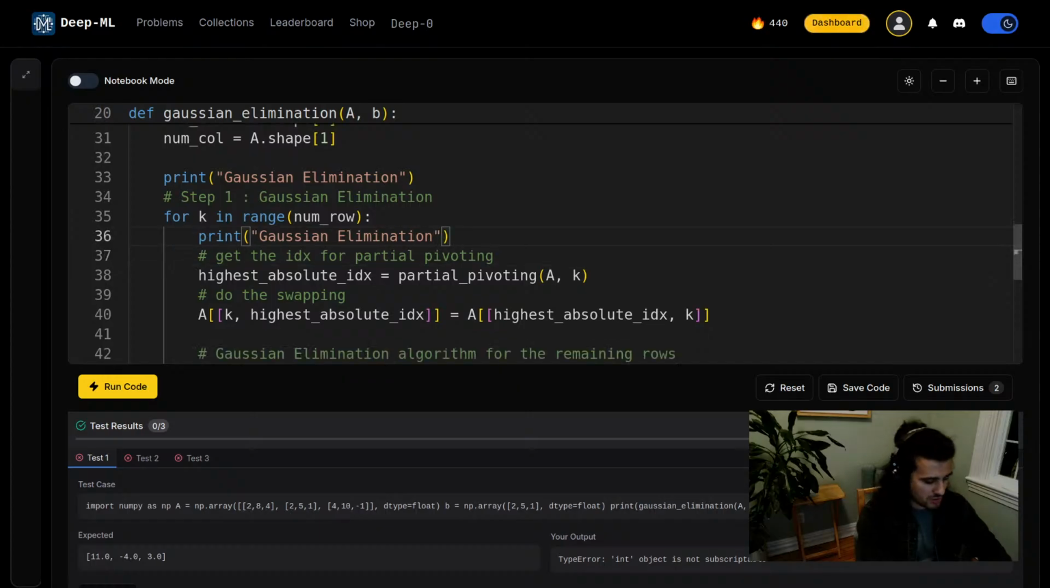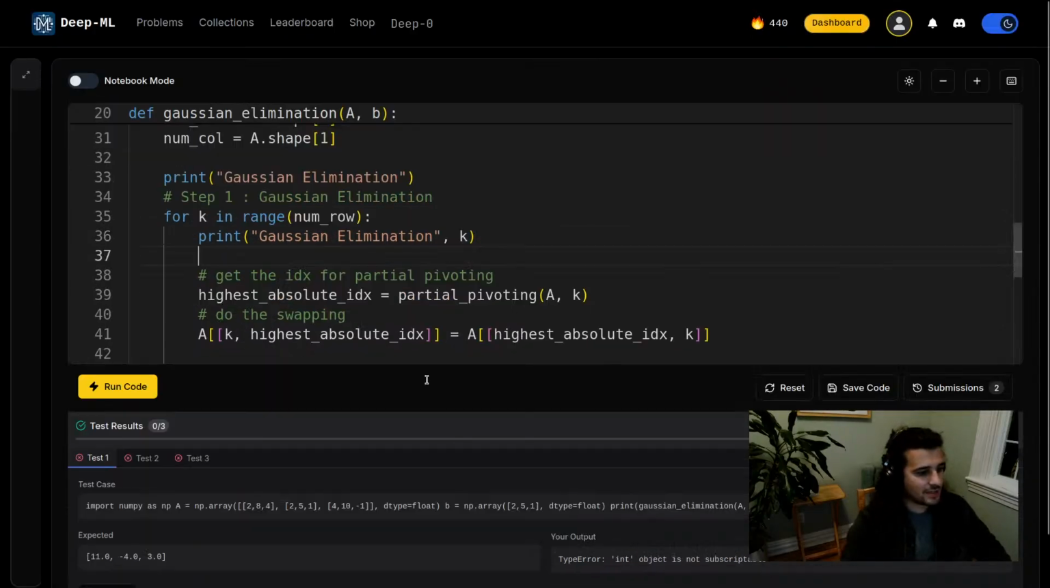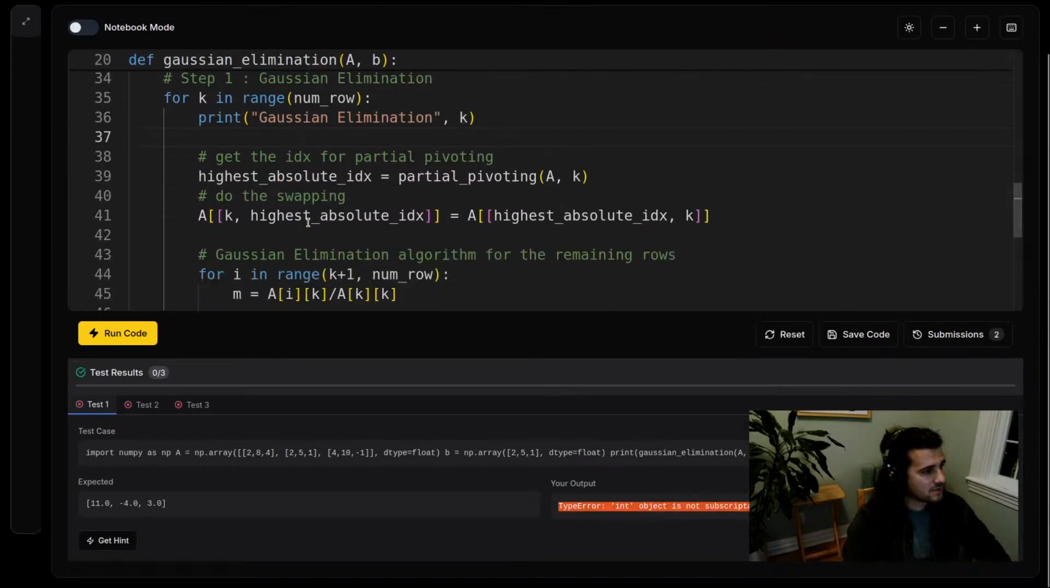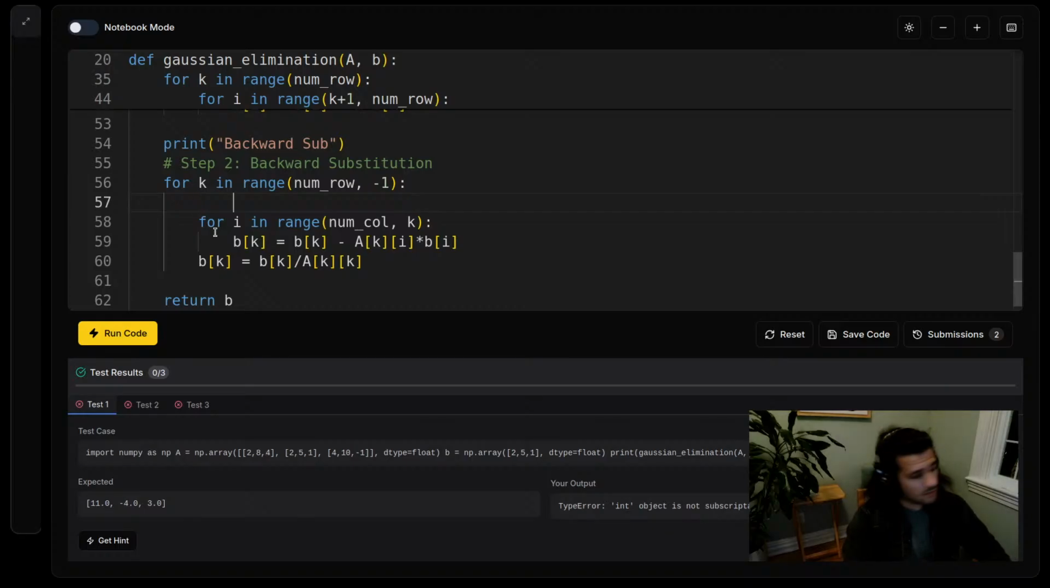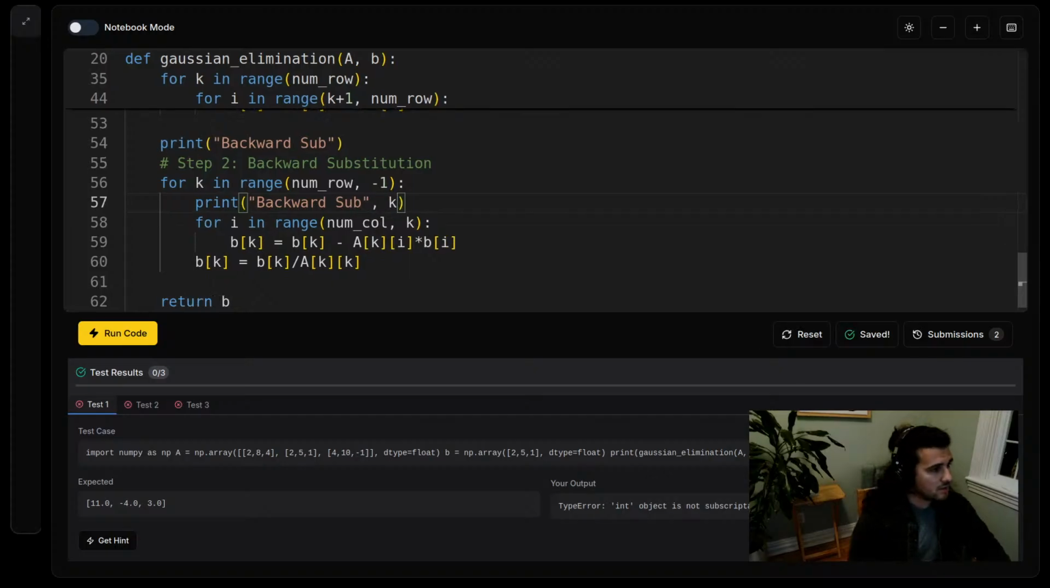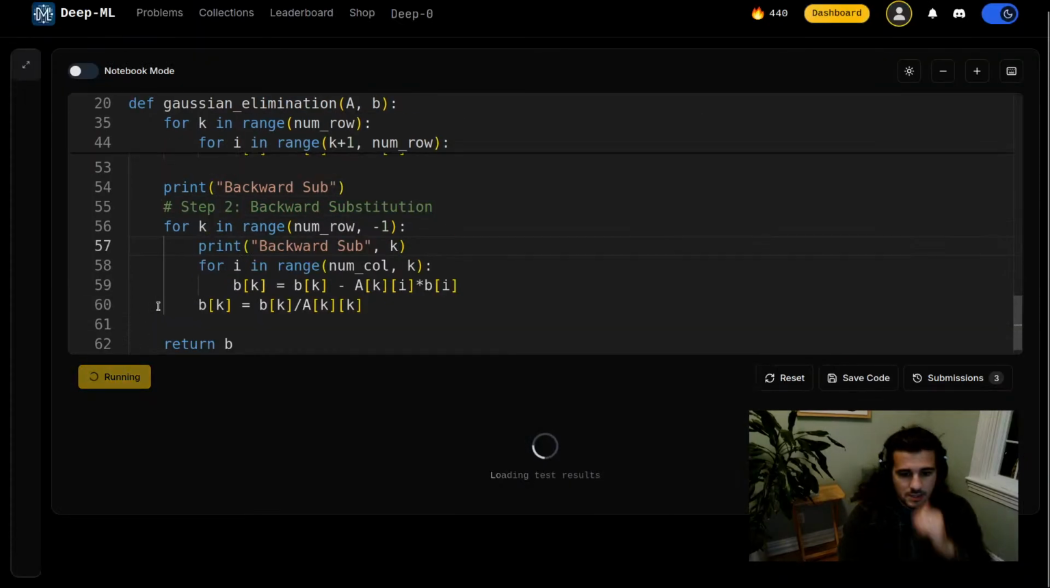Usually I will be a bit more sophisticated in my debugging, but unfortunately it doesn't tell you exactly where it's messing up. So it's not too helpful here. So here, I'm gonna put a K. Okay, let's test it out.